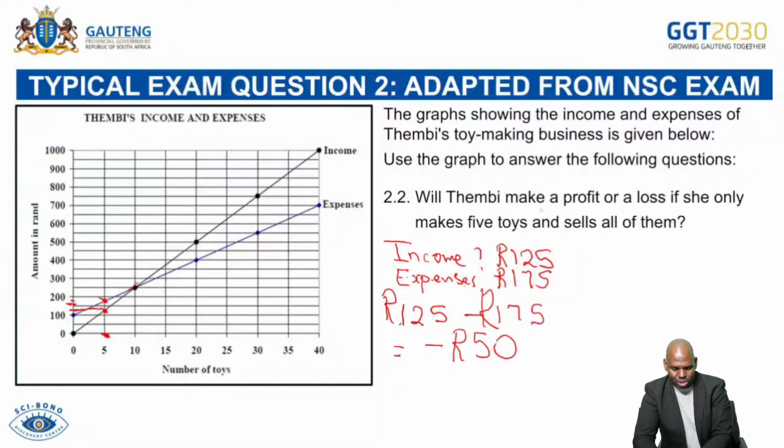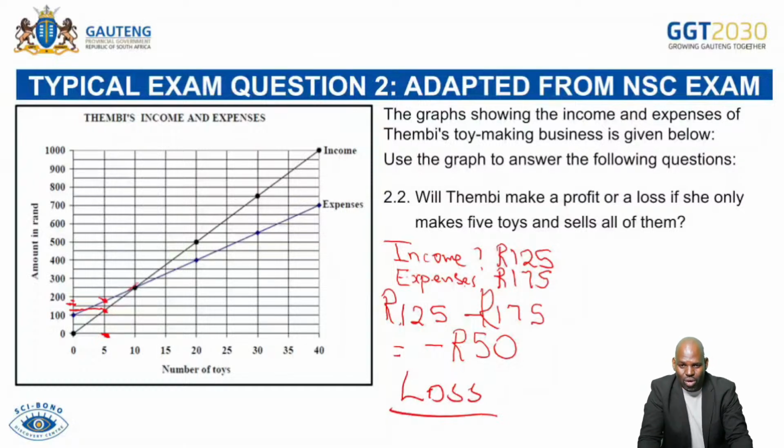So in this case, the question says, will Tembi make a profit or a loss if she only makes 5 toys and sells all of them? So Tembi is going to make a loss. Okay. So in this case, the question was not clear whether we have to show the calculations, but you can see that in terms of calculations, it's a loss.